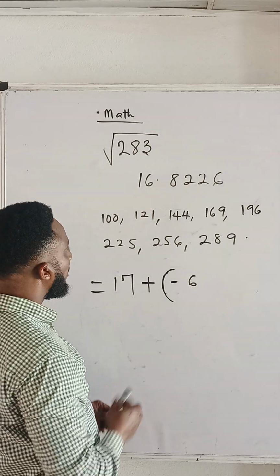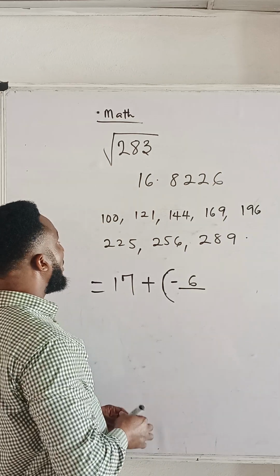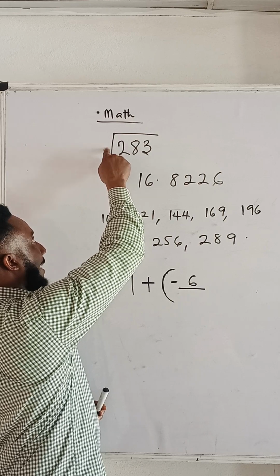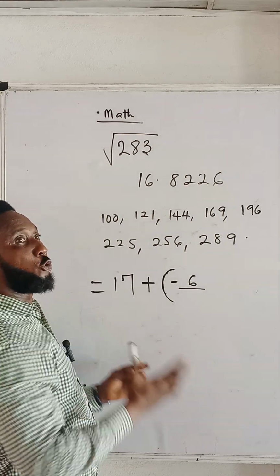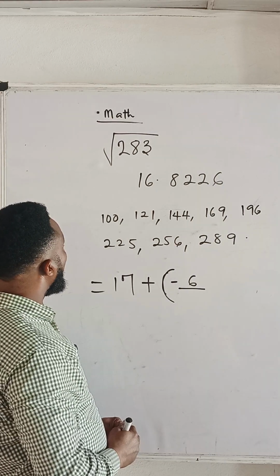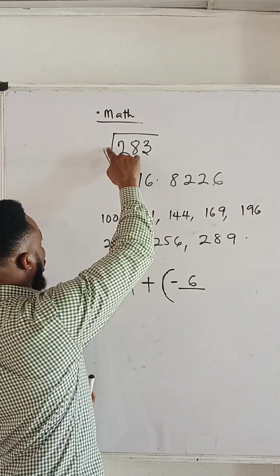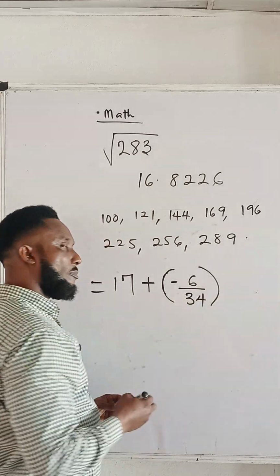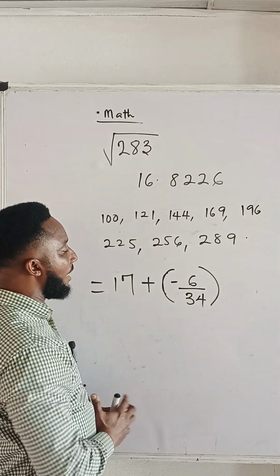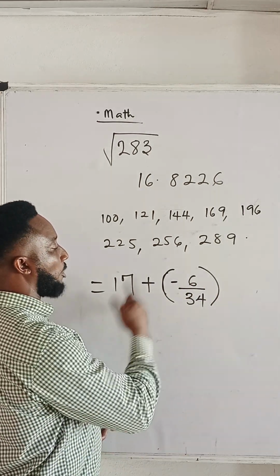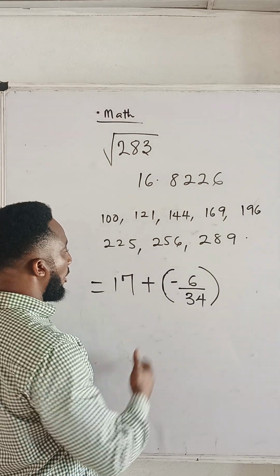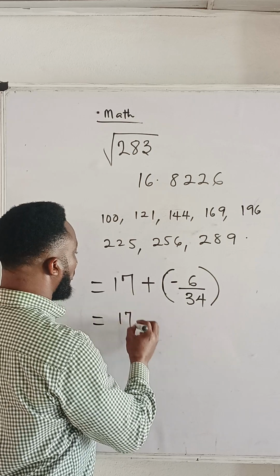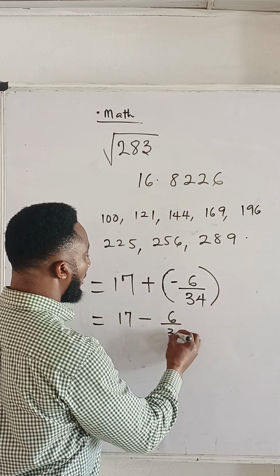Now, divided by. We said that the square root actually carries 2. But the 2 is not written there. So that invisible 2, we use it to multiply 17. That will give us 34. The parenthesis here is to help us find the word between plus and minus. Now, if I open the parenthesis, you can call it a bracket. That's going to give me 17 minus 6 all over 34.